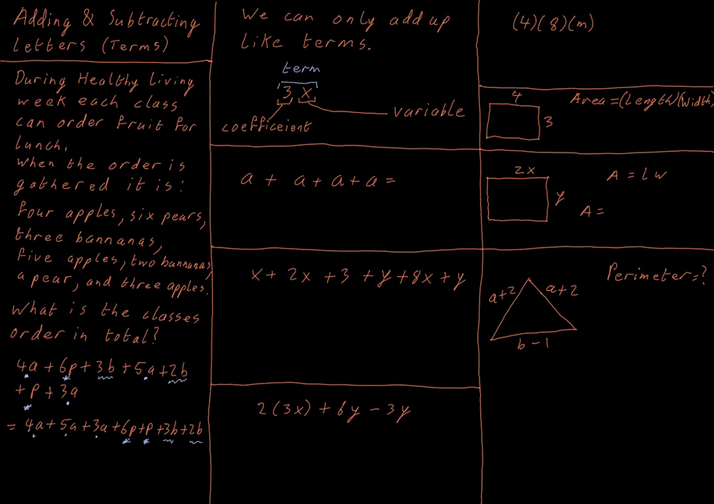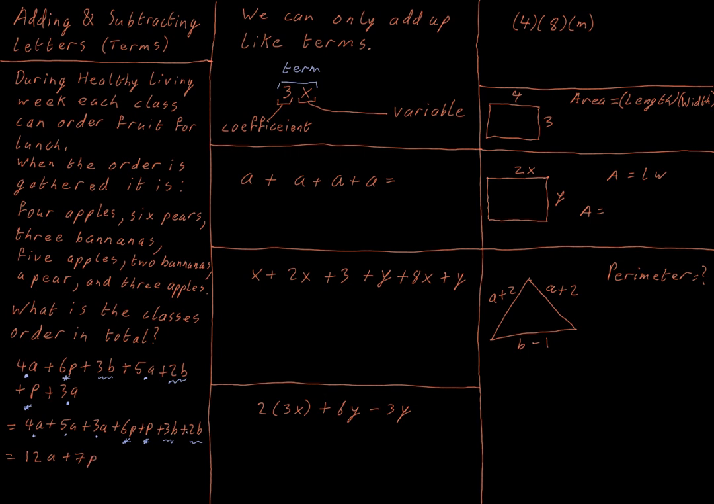We have 4 apples and 5 apples and 3 apples. In total, we are going to have 12 apples. So my order is for 12 apples, and I have 6 pears, and 1 pear is going to be a total of 7 pears.